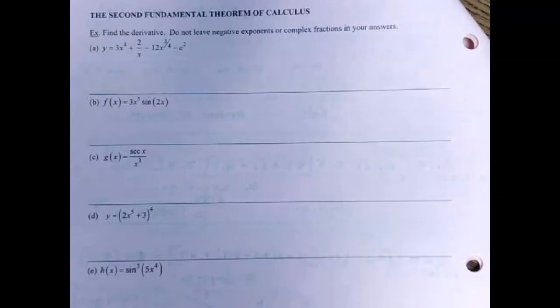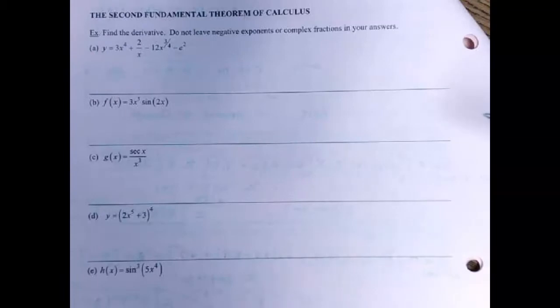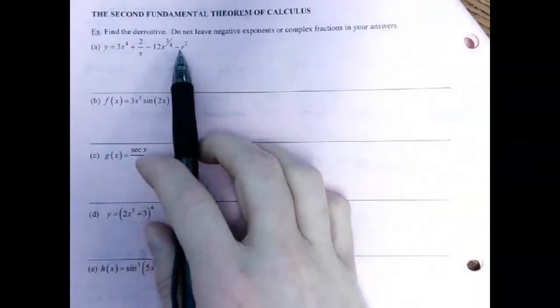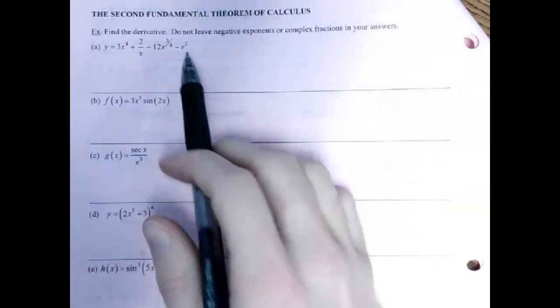So we have y equals 3x to the 4th plus 2 over x minus 12x to the 3/4 minus e squared. Be careful. Remember, e is a number just like pi. So the derivative of e squared is not going to be 2e. The derivative of that's just going to be 0.